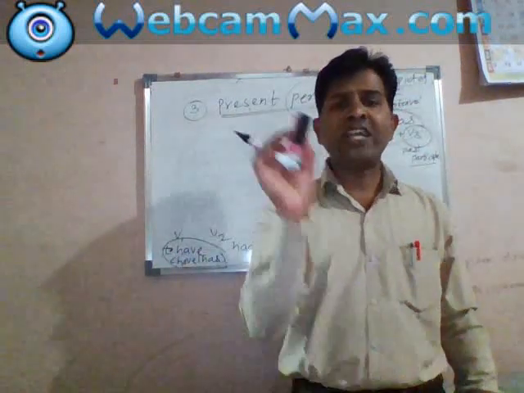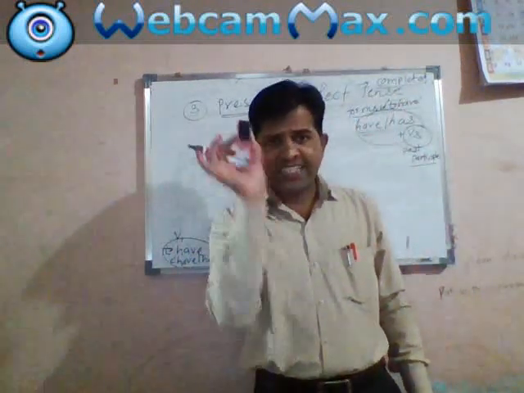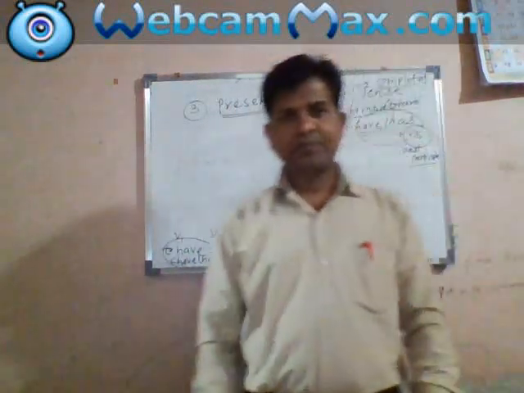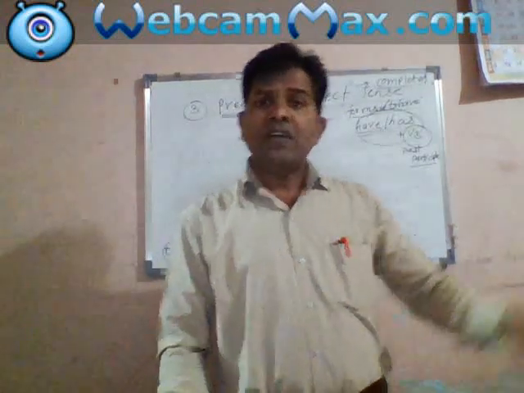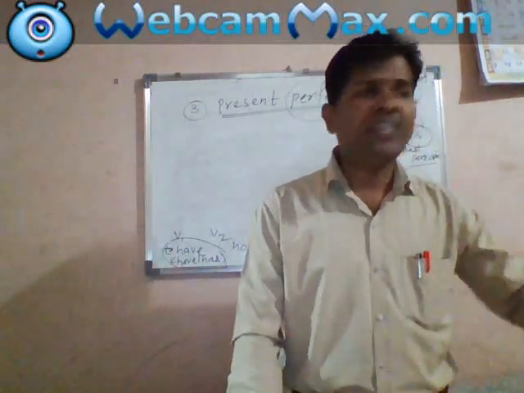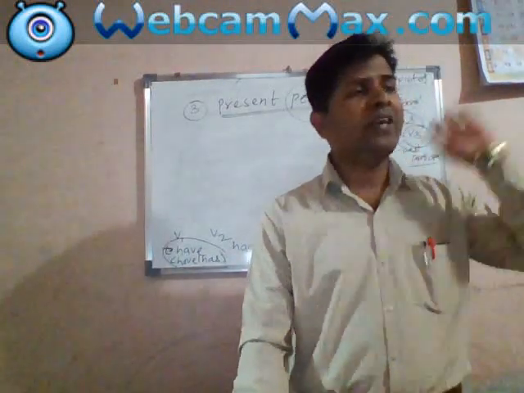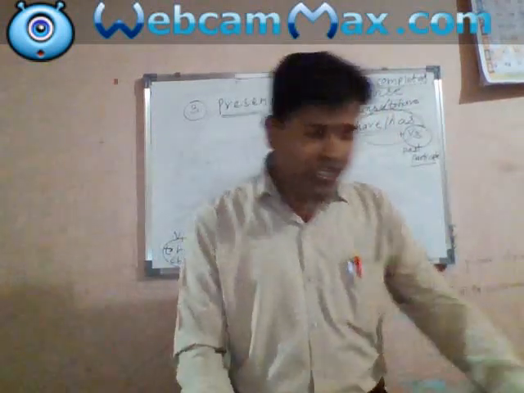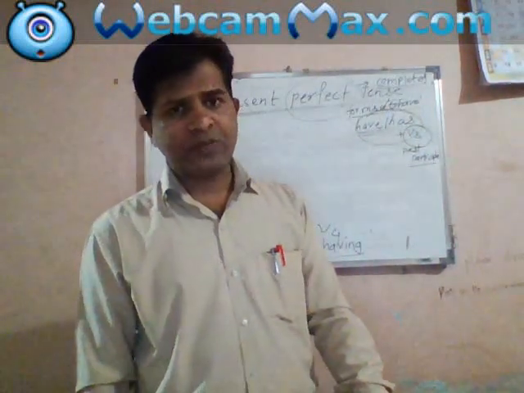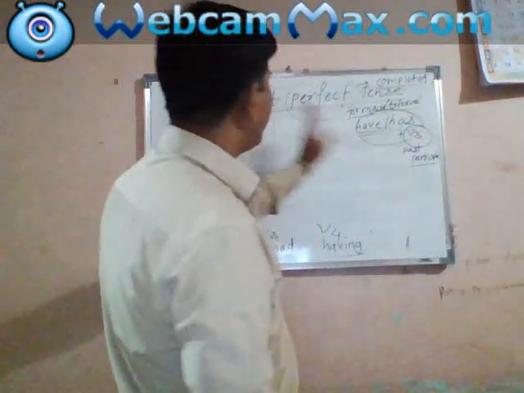Now you just look at me. It is the duster. It is in my hand. Just I kept it. The action of keeping it was done in the past. But still that duster is on my table. So here I must say, I have kept the duster. So here, present perfect tense.